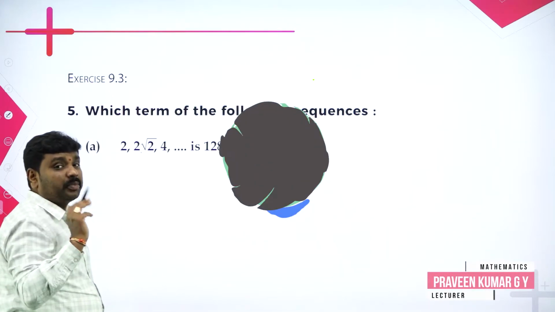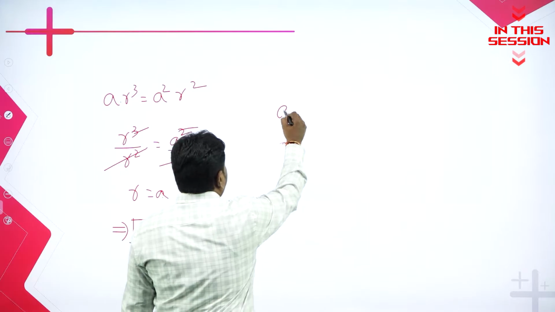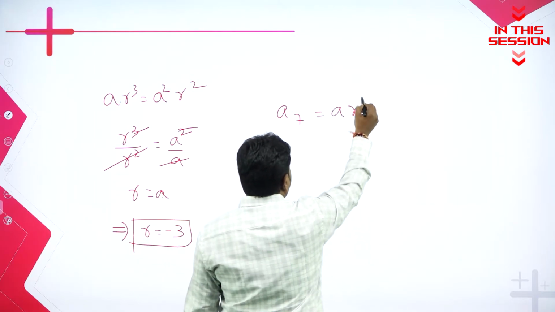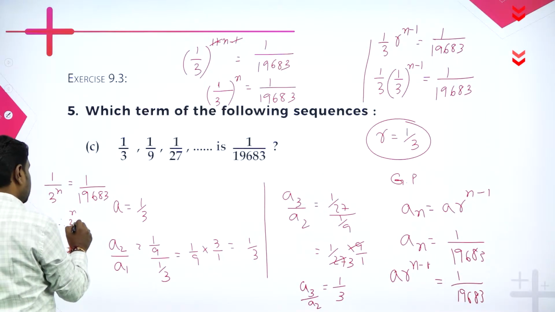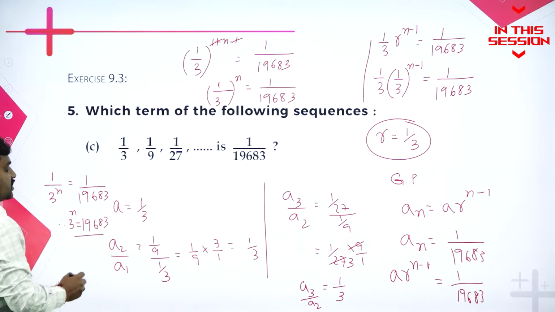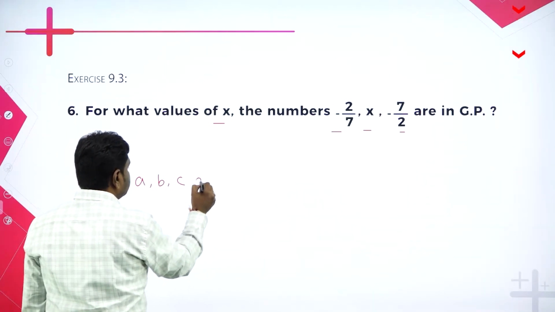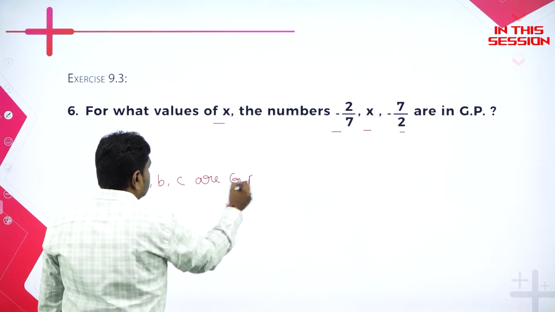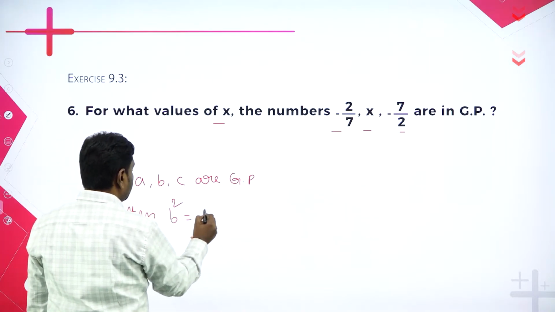Check whether they are in AP or GP. Arithmetic progression should have a common difference. So they want A7. A7 is what? A r power 7 minus 1, A r power 6. 3 power n is equal to 19683. So now you write this 19,683 as a 3 multiple. If A, B, C are in GP, geometric progression, then B square, the middle term square, is the product of the last.